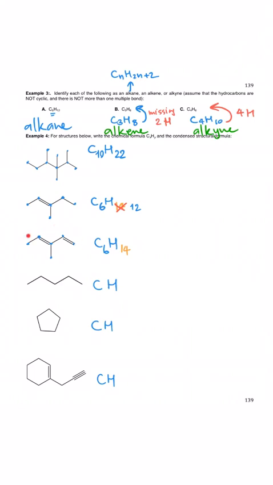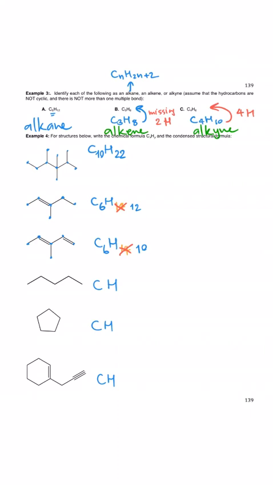But again, this is not an alkane. We introduced 2 double bonds. Each double bond would require removing 2 hydrogen. Since we introduced 2 double bonds, we need to remove 4 hydrogen. Therefore, in this case, the number of hydrogen would not equal 14, but it's going to equal 10. You are welcome to count the number of hydrogen as well if you're not sure.